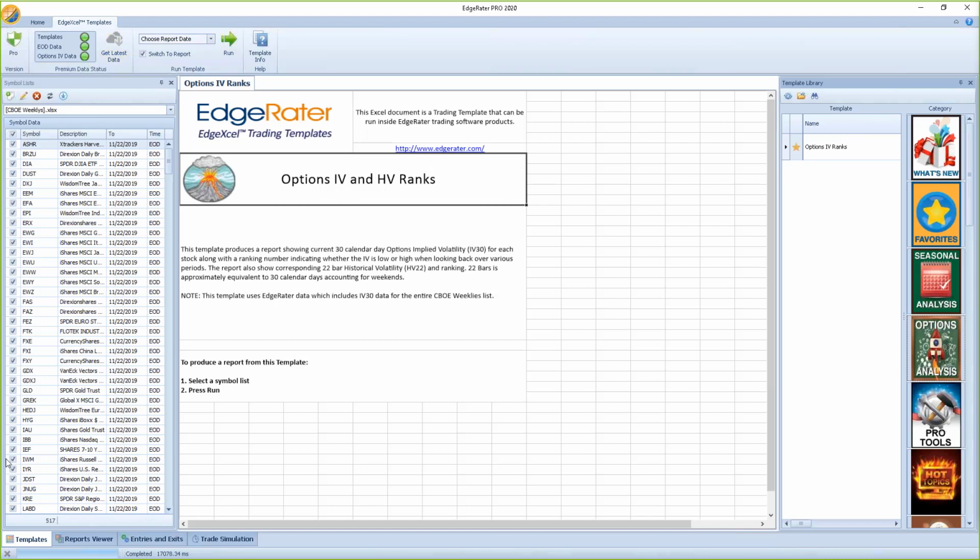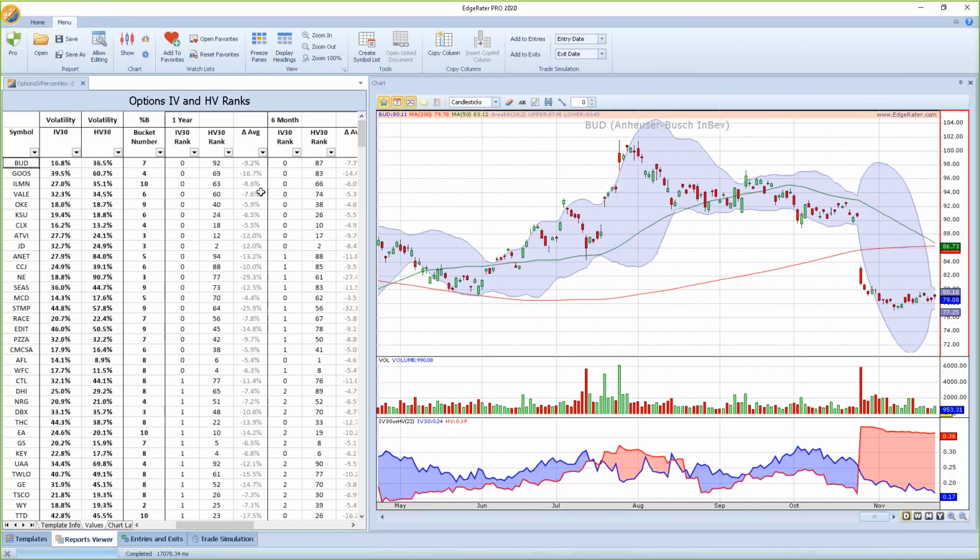So having run this template, you'll find the report will appear here. It has a chart associated with it, which is a simple chart with Bollinger Bands. Bollinger Bands are also a means of showing you historical volatility. And it has volume, and then the chart below is 2 indicators. Essentially, the implied volatility, which is your blue or purple line, and historical volatility, which is the red line.